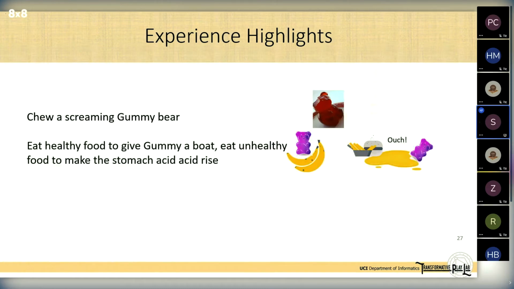In the stomach, he asks for healthy food so he can cross the acidic river. As with almost every scene, unhealthy food makes the situation worse, and healthy food helps the body and Gummy. For example, on consuming oily food like fries, Gummy complains about slipping on all the oil the reader just ate. The stomach acid rises and starts burning Gummy as well as the reader's stomach walls. However, healthy food gives Gummy a boat and helps him cross the acidic river.